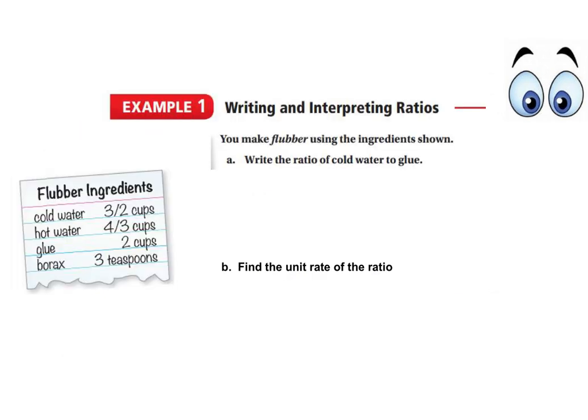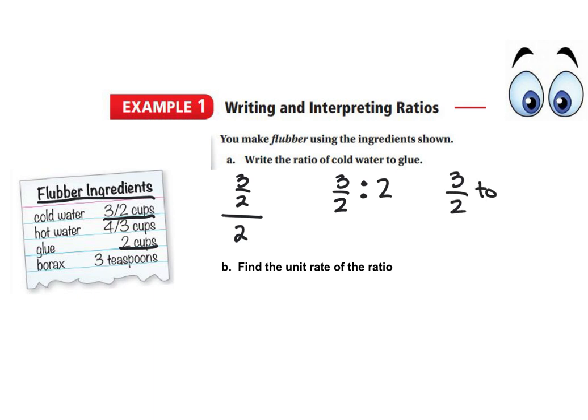So it says, example 1, writing and interpreting ratios. You make flubber using the ingredients shown. Here's your ingredients over to the left. Write a ratio of cold water to glue. So here's cold water and there's glue. We could write it a couple ways. 3/2 over 2, that would be like a complex fraction. We could write it as 3/2 colon 2, or we could write it as 3/2 to 2.